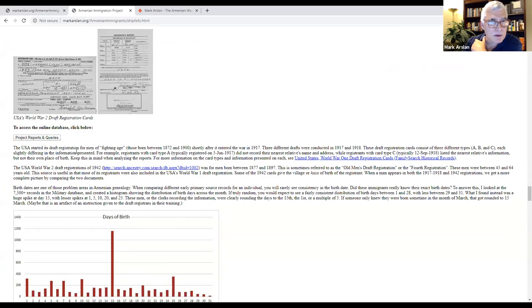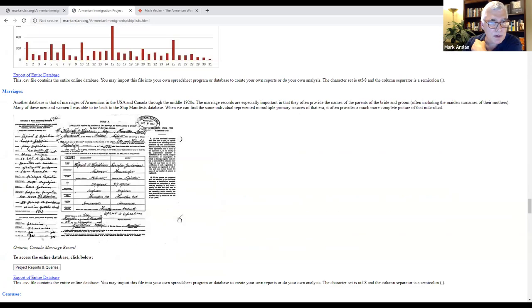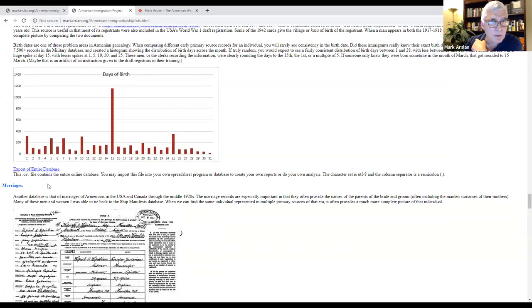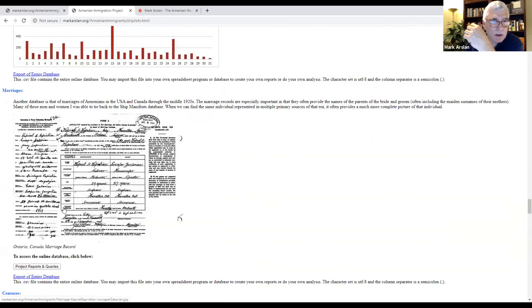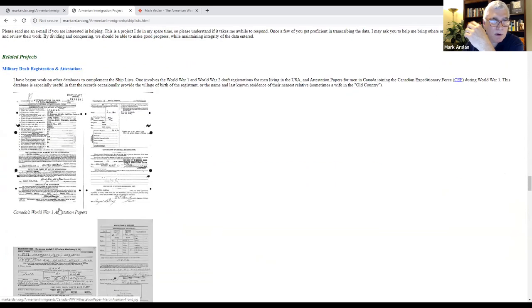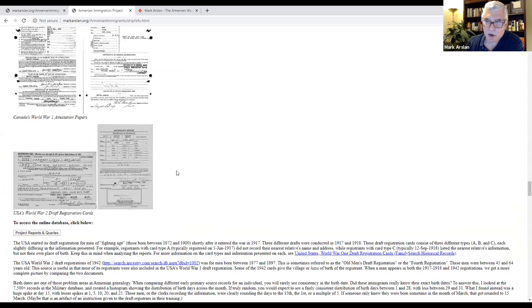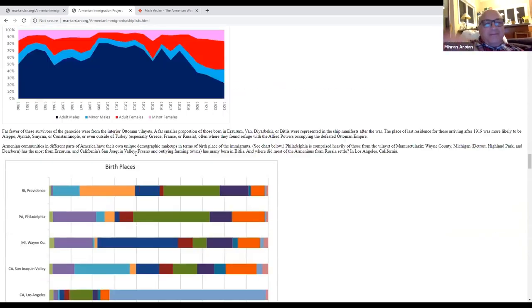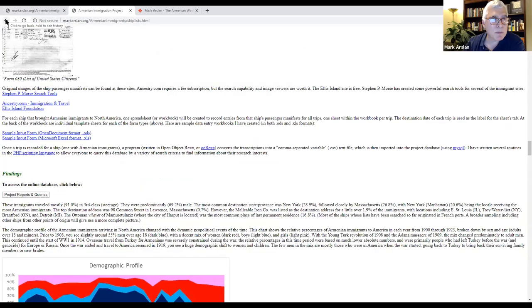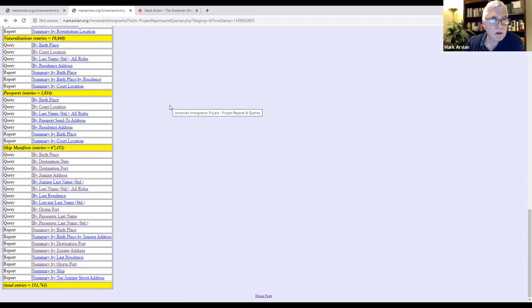And you can do an export. So every one of these tables, you can do an export of a CSV file of the entire database. You can download the entire database table in a CSV format for any one of these things, 67,000 ship manifest entries, and then you can do all kinds of your own stuff with that, okay? And I keep those things up to date, okay?